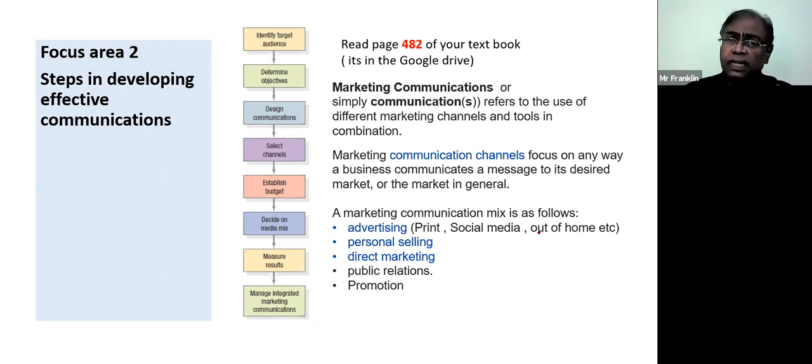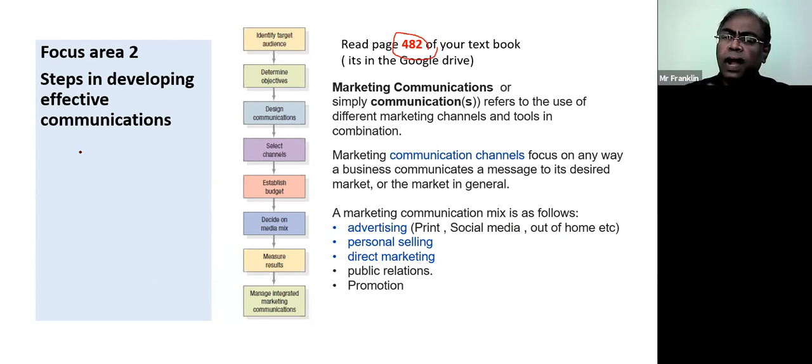Okay, now the question here is, what are the steps in developing effective communication? I mean, in order for the WWF RHB advertisement to come out, what are the steps that need to be taken? So they're asking you the question, right? Now the answer for this is in your textbook, on page 482 of your textbook. So go through your textbook and you have it there. It's also in your Google Drive. But what I will do now is briefly run through the whole thing, just so you have an idea of it.